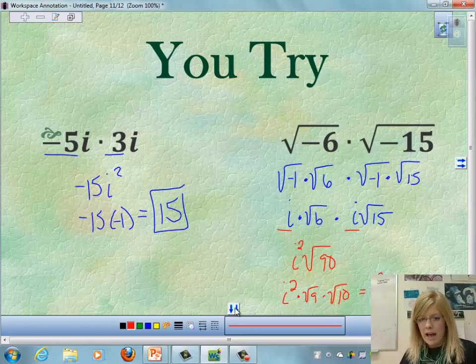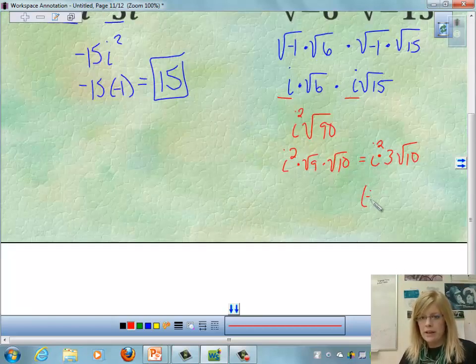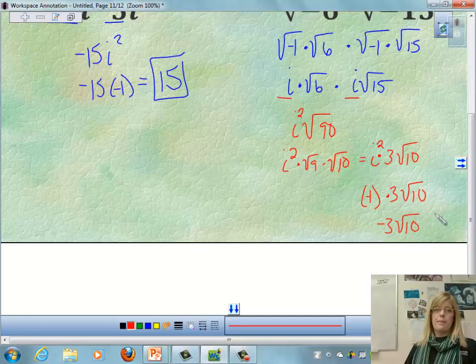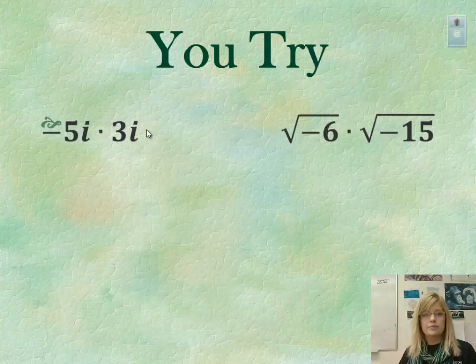And we know i squared is really a negative 1. So we have negative 1 times 3 times radical 10. Well, what's a negative 1 times 3? Negative 3 radical 10. Did my answer match yours? If not, pause, copy, write this down, and then let's move on.